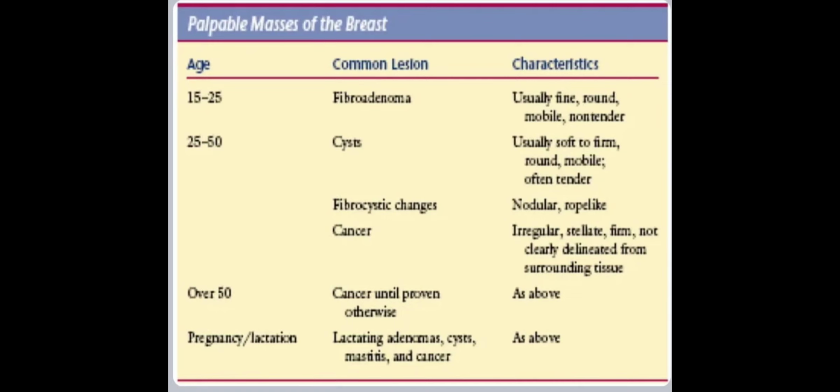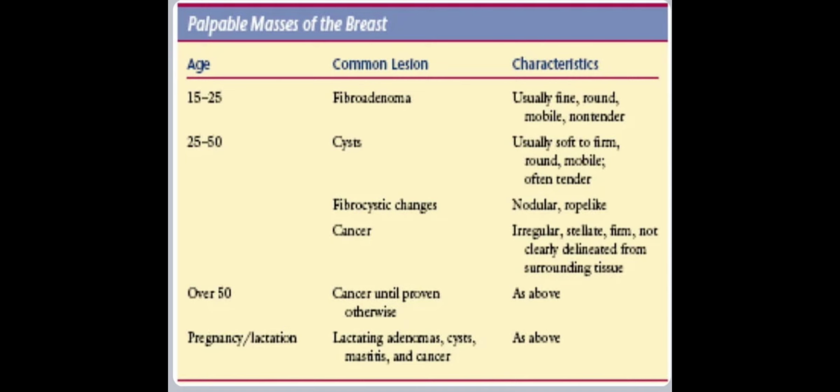Next, palpable masses of the breast. At 15 to 25 years old, if you palpate a mass, the common lesion is a fibroadenoma. This is usually fine, round, mobile, and non-tender. When the patient reaches 25 to 50 years old, the common lesions that can be palpated if there is a mass are a cyst, fibrocystic changes, or cancer.